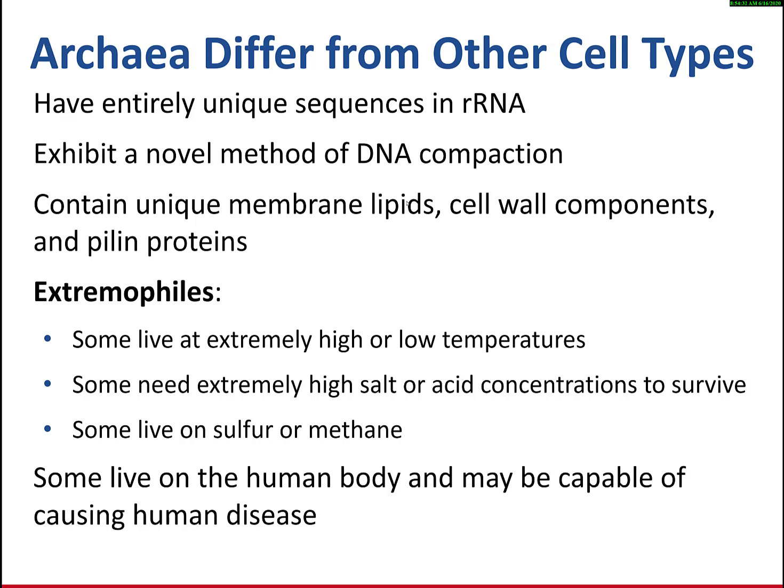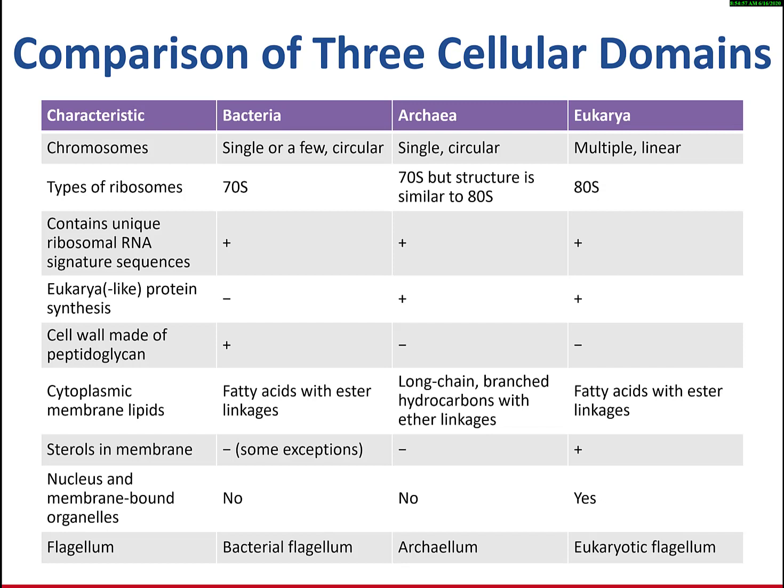They live in extremes, highs and lows, and some live on the human body and may be capable of causing human disease. But the last time I checked, we don't have extremely high or low temperatures. A lot of these are. Now, some of them live in high salt, and maybe there's an example, but I really have lost it to give you one. So, comparison of the three domains.